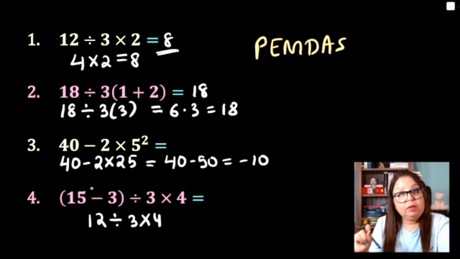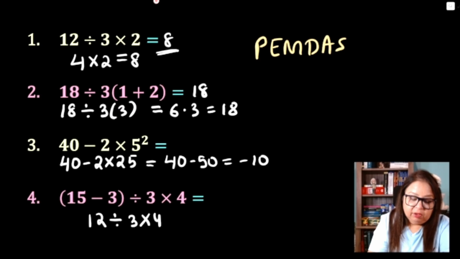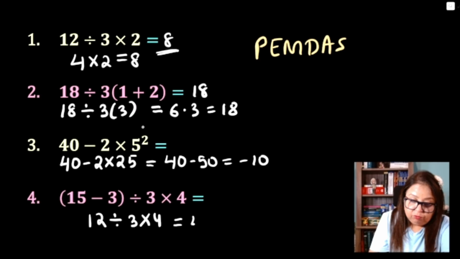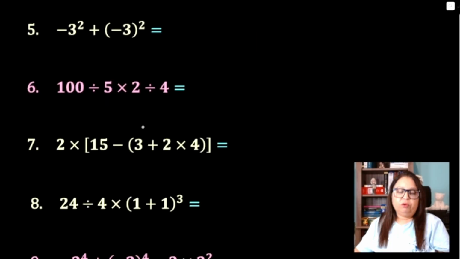Whichever comes first between multiplication and division, you perform that first. So here in this case, we have division coming before multiplication. So we are going to perform this division first. 12 divided by 3. That gives us 4. And then we have 4 times 4 is equal to 16. So the answer is 16. Moving on to problem number 5.